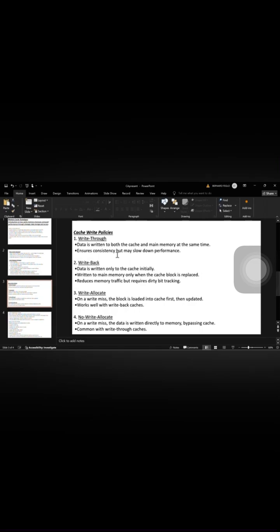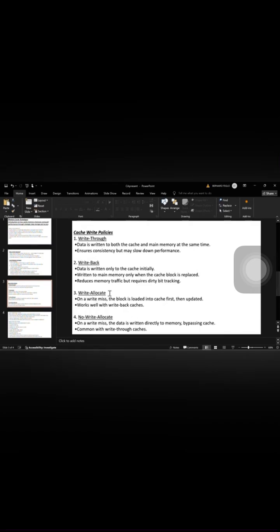And secondly, we have the write back. In the write back, data is written only to the cache initially. So it's written to main memory only when the cache block is replaced. It also reduces memory traffic but requires dirty-bit tracking.